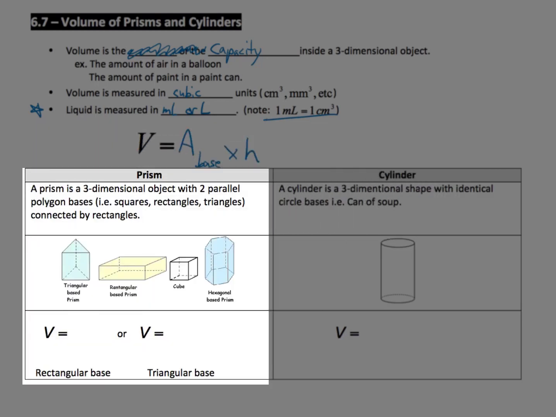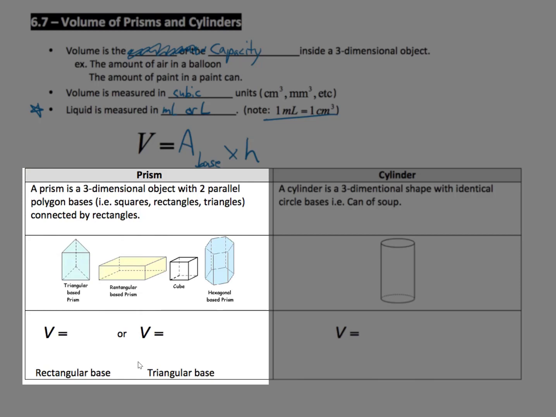A prism is a three-dimensional object with two parallel polygonal bases. Polygonal could be a square, rectangle, triangle, pentagon, hexagon, octagon, decagon, connected by rectangles. So in the first example, we have a triangle. That is a type of polygon. It is a three-sided polygon. That's the tri. So triangle, and then it's connected through 3 rectangles on the front and the outsides, and then there's the base of a triangle.